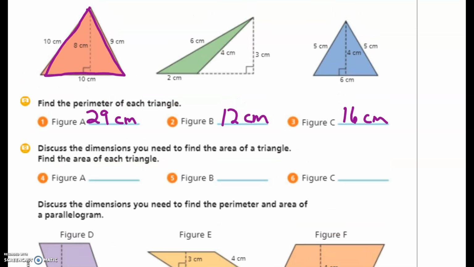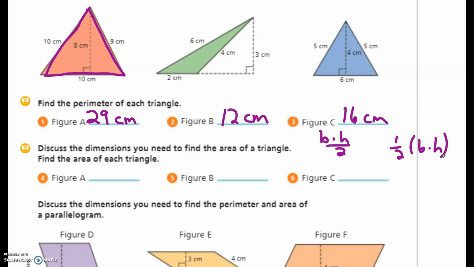All right, now, same triangles. We're going to find the area. Now, how do we find the area again? Could write it a couple different ways. Base times height divided by 2, or if you want to think of it as half of the base times the height.